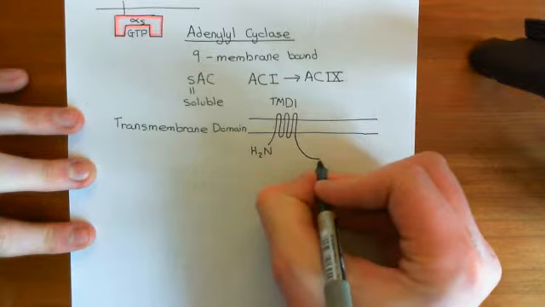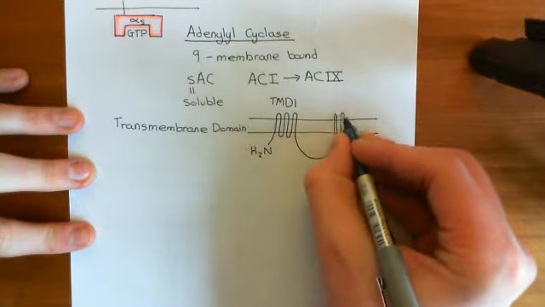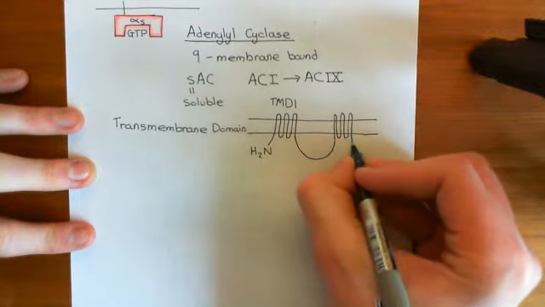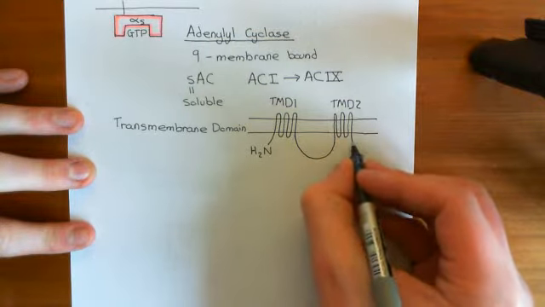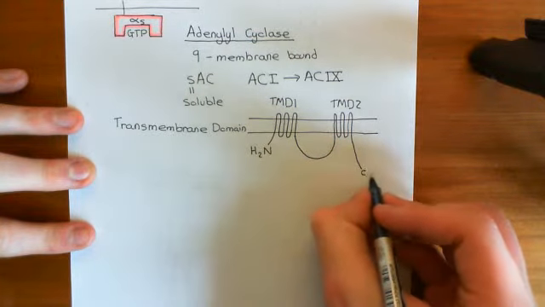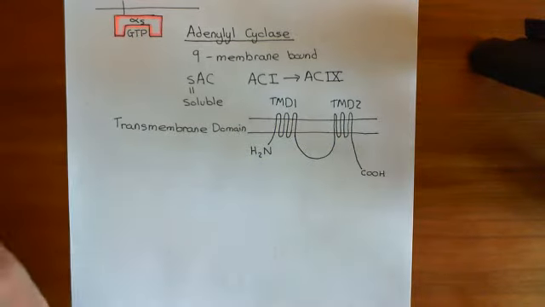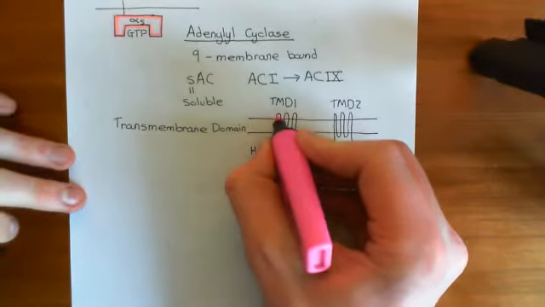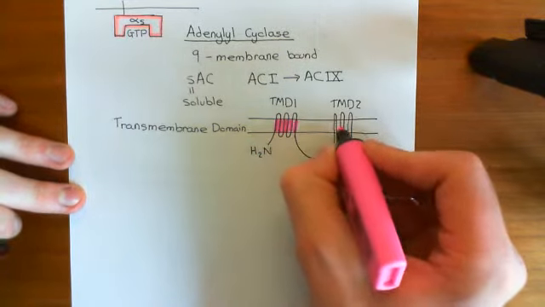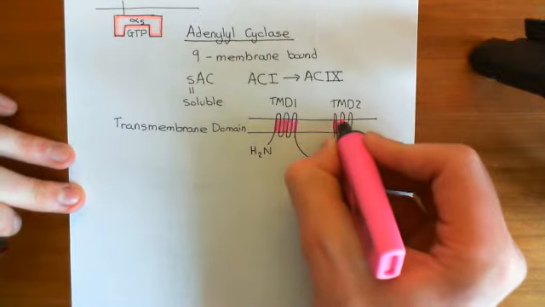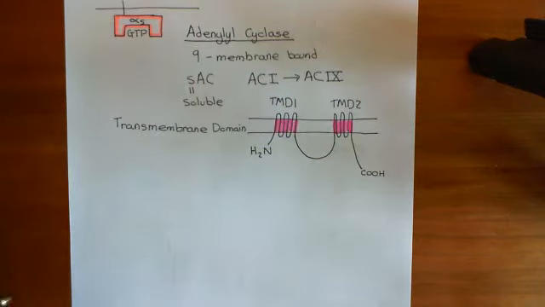Then you have a loop between TMD1 and another cluster of 6 membrane-spanning alpha helices over here, known as TMD2. So this is the transmembrane domain 2. And then you have a cytoplasmic tail here, culminating in the carboxylic acid terminus here. Okay, right. So let's just highlight the different portions. So here in vivid purple are the 6 membrane-spanning alpha helices of TMD1, and here are the 6 membrane-spanning alpha helices of TMD2.